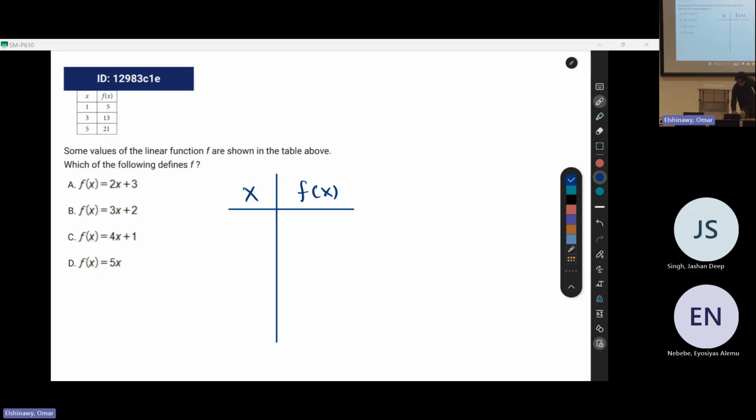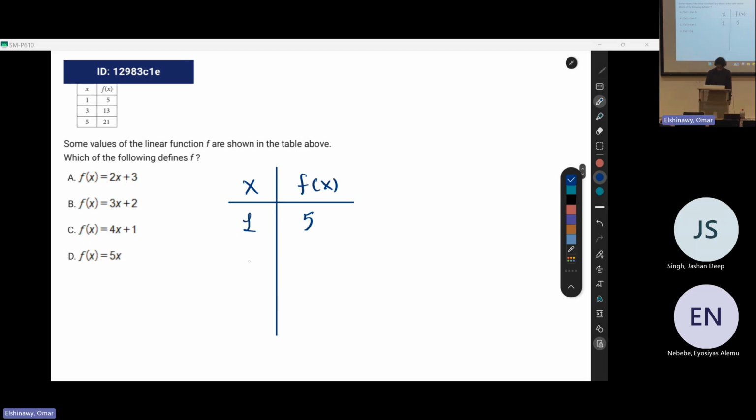So back again. x and f of x. I'm just writing them in larger form because I don't think they're that clear. 3 and 13, 5 and 21. Now, can somebody tell me what the rate of change is here? Just looking at it very quickly. What's happening with every 2 points?